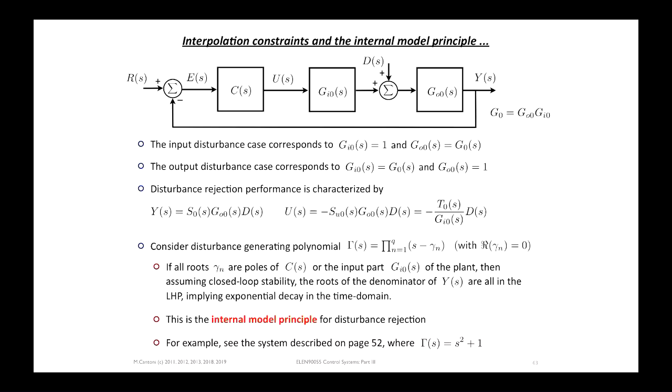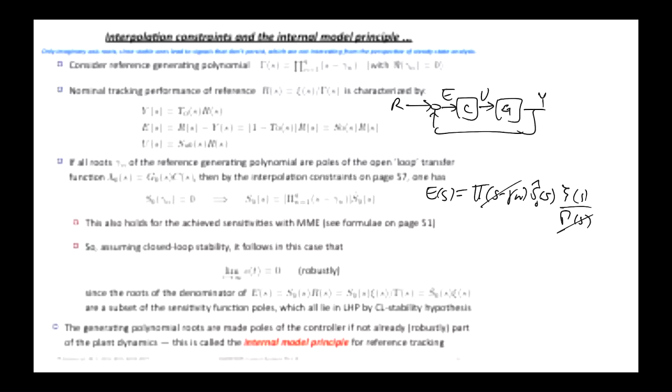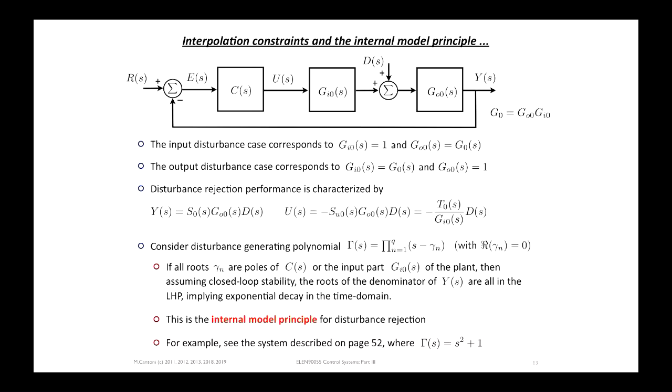So if we know something about this and we know how to describe this signal in terms of a corresponding reference generating polynomial in the way that we just saw, then if all the roots of the reference generating polynomials are made poles of the controller, or if they are robustly part of the input part of the plant, this guy here, then when you replace this by some polynomial divided by gamma, the gamma will cancel out with the fact that by making the open loop have poles at the gamma roots, you'll have factors that you can pull out of S in the way that we saw here, and they will cancel out, just leaving you with a function that is well defined in a right half plane that contains the imaginary axis, which means that in the time domain that signal will decay to zero exponentially.